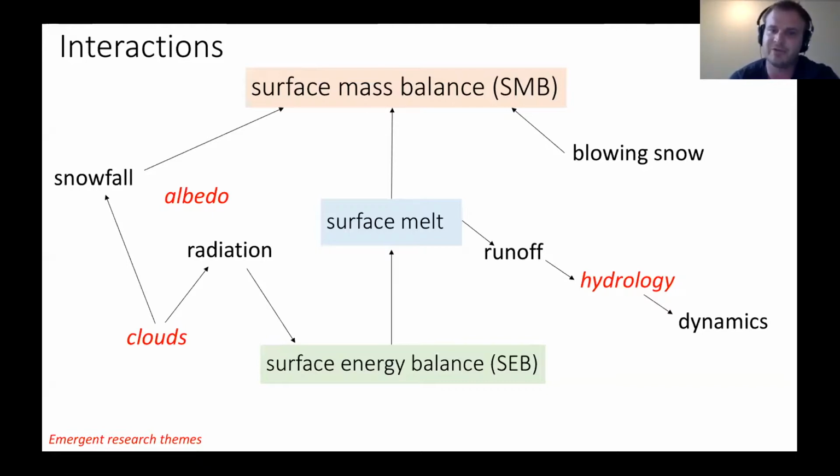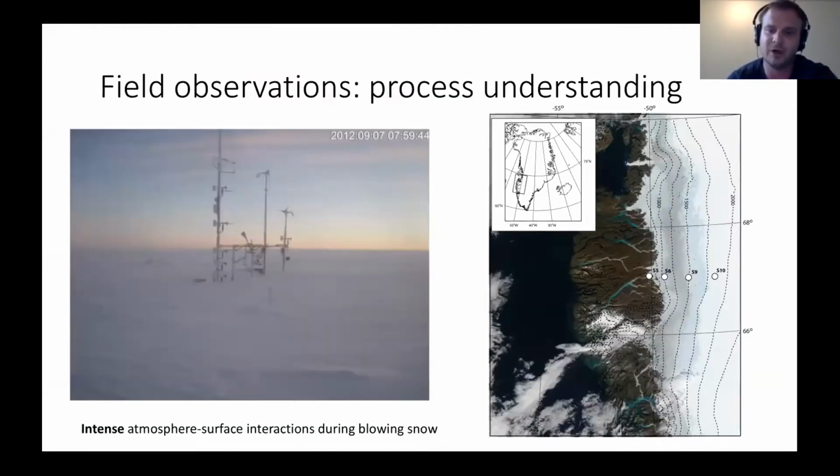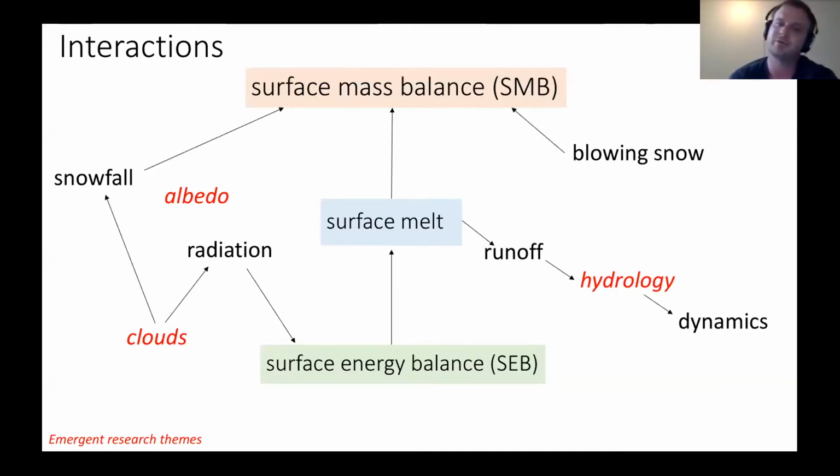Surface melt, on the other hand, as I was mentioning before, leads to surface runoff if the water does not refreeze, and this runoff determines the hydrology of the ice sheet. Things like the firn aquifer that we discovered a few years ago, supraglacial lakes, these kinds of features are really driven by the surface melting and surface runoff. And ultimately, the hydrology is also driving, in part, the dynamics of the ice, because water at the bed coming from the surface can lubricate the ice and speed up the flow of the ice sheet.